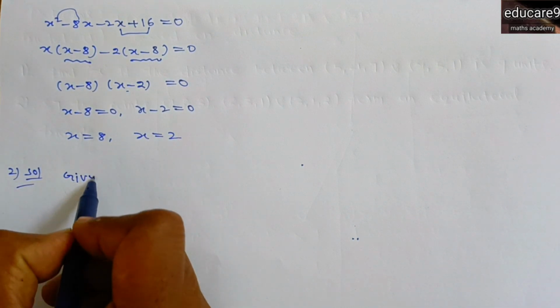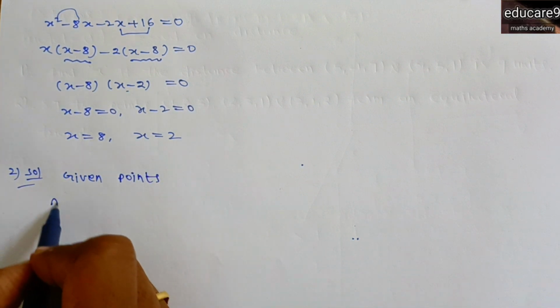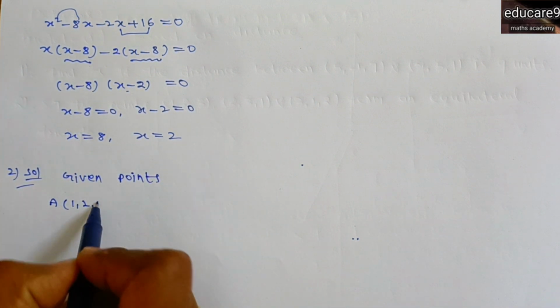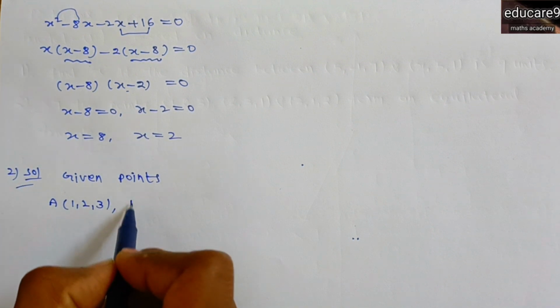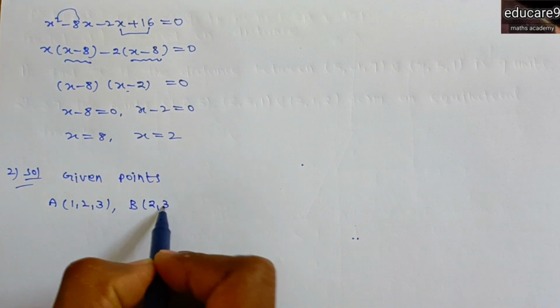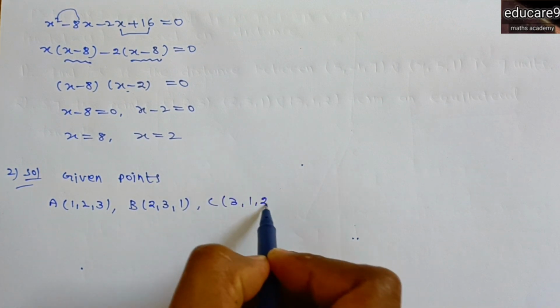Let us consider the given points A (1, 2, 3), B (2, 3, 1) and C (3, 1, 2).